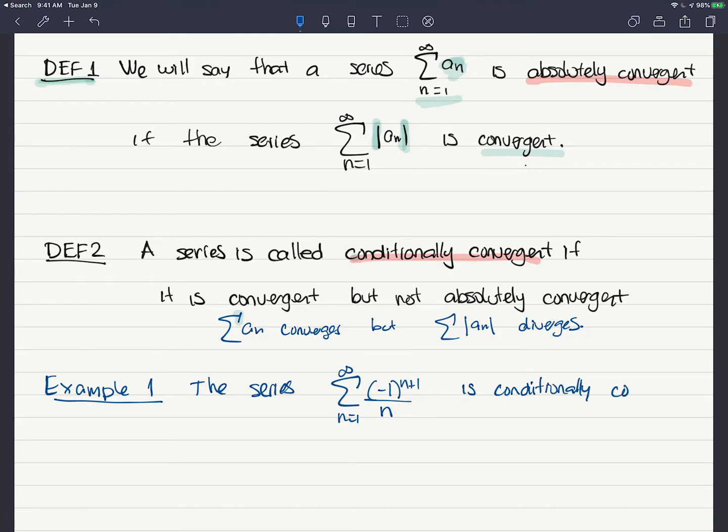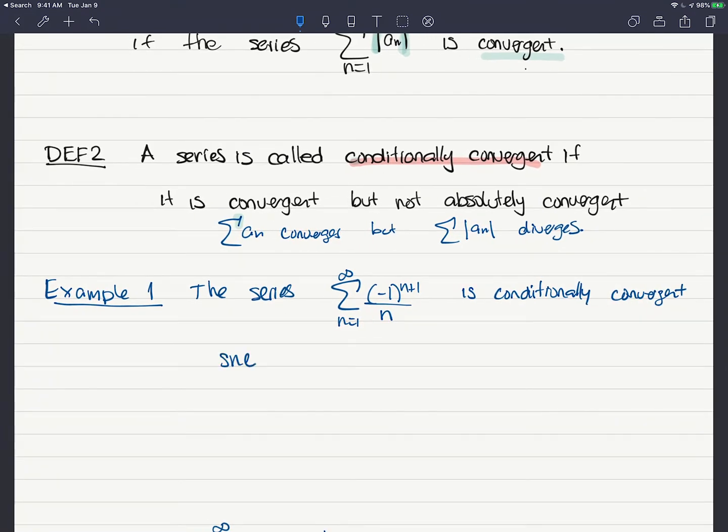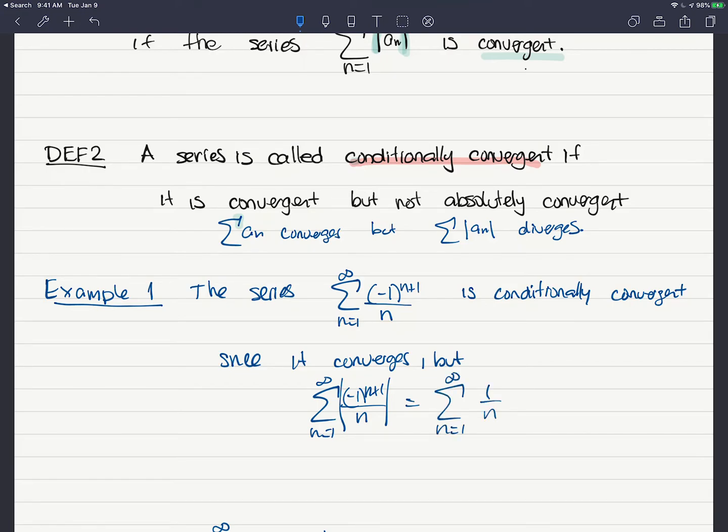Right? Because as it is, it converges, but if you put absolute values around it, I'm going to write all this, and put absolute values around it, well, it becomes just a harmonic series, which is a divergent series. Okay, so this is our first example of a conditionally convergent series.